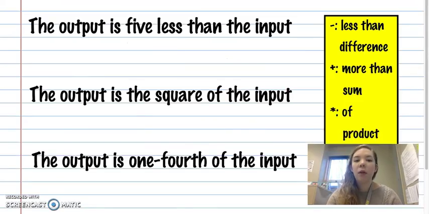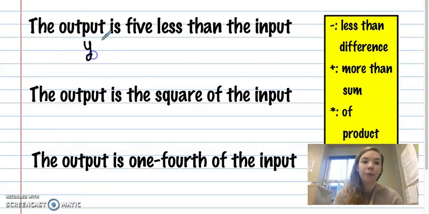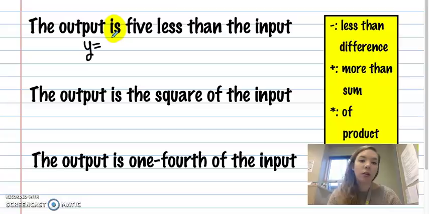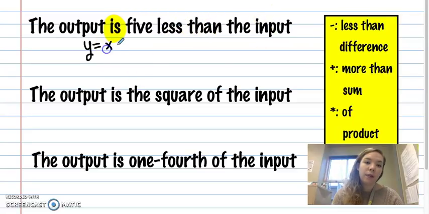Okay, so first thing we're going to work on is writing these functions from words. And we did this a little bit when we talked about inequalities. So we're going to continue on with that, writing equations. So it says the output is always y, is always going to mean equal. The output is y is equal to 5 less than the input. So less than would be some subtraction. We have the input is x. 5 less than that means I'd be subtracting 5.